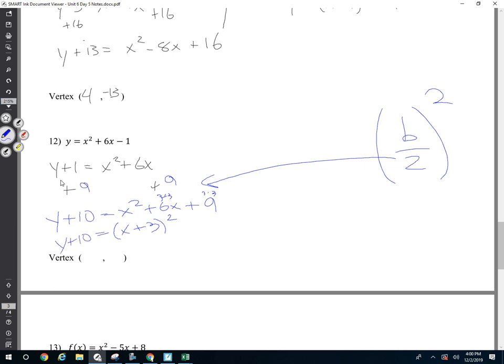We finish off by subtracting 10. I get y equals x plus 3 squared minus 10. I can see my vertex is going to be at negative 3, negative 10. If you graph that, you would see the same thing.